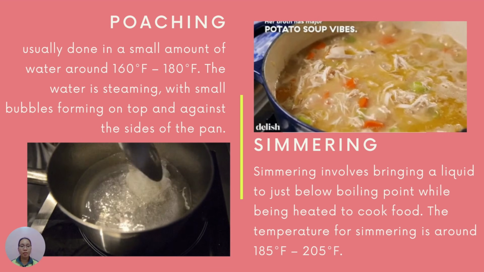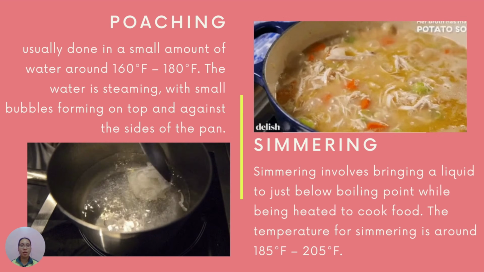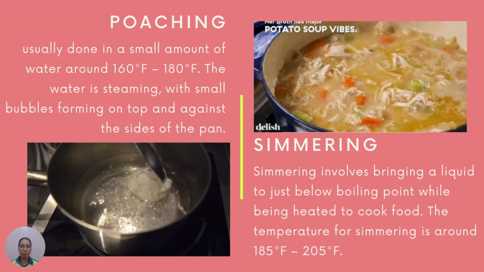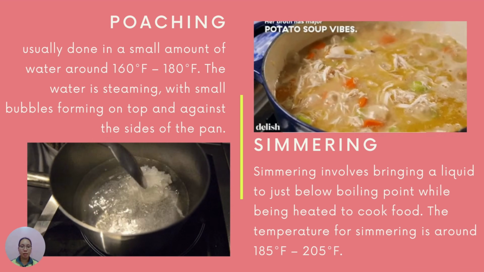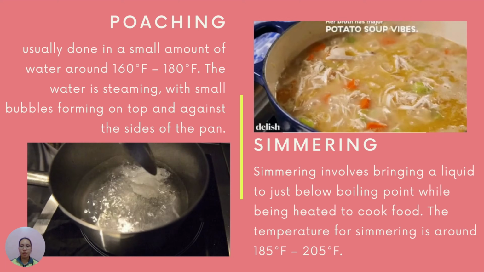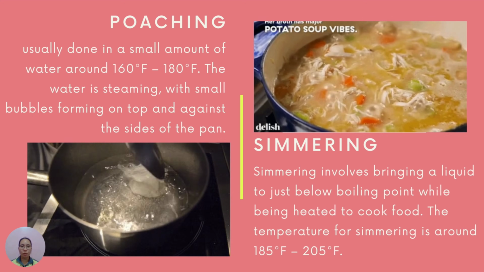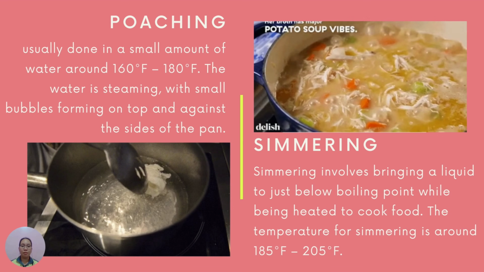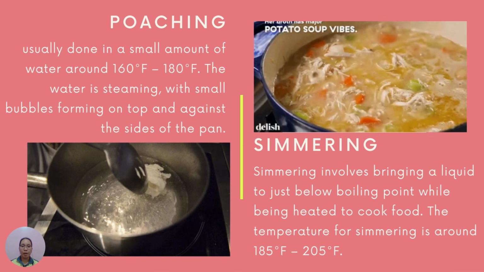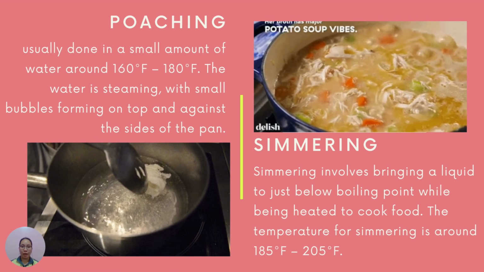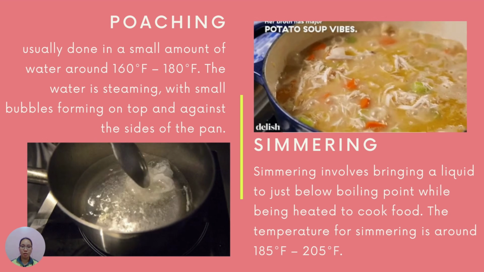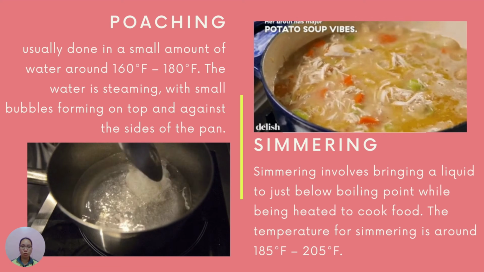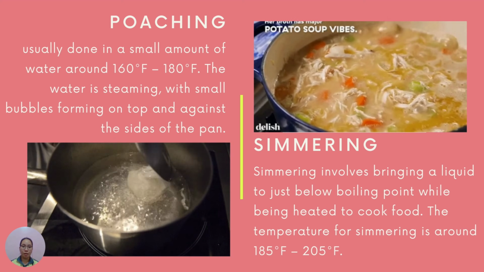Okay. While simmering involves bringing a liquid to just below boiling point while being heated to cook food. The temperature is around 185 to 205 degrees Fahrenheit. Parang ganyan sa nasa picture sa taas. So, that is simmering. Mas mataas yung temperature ni simmering kesa kay poaching.